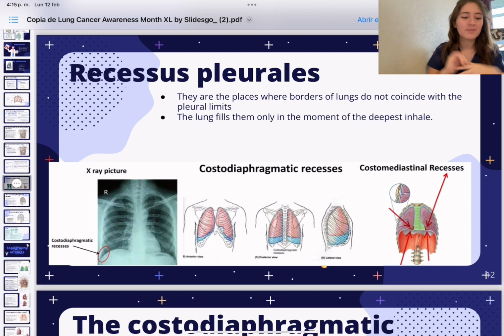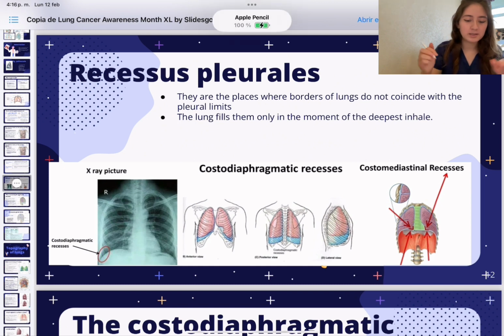So let's start with the recessus pleuralis. They are places where the borders of the lung don't coincide with the pleura, and they can be fulfilled only in the deepest inhale. The costodiaphragmatic recess is the deepest one, and it cannot be fulfilled even in the deepest breath. And the costomediastinal recess is the one that is next to the mediastinum.